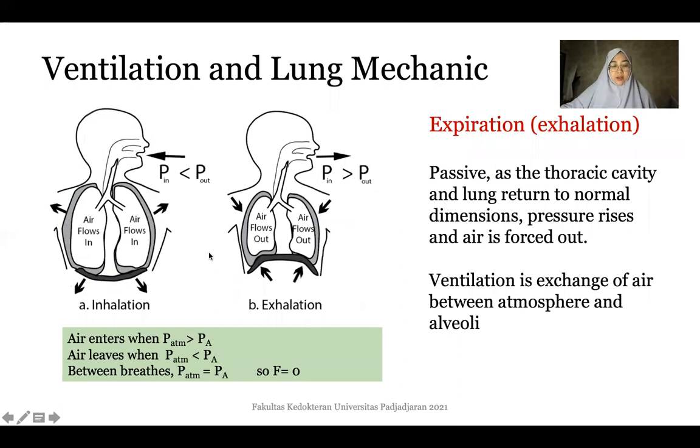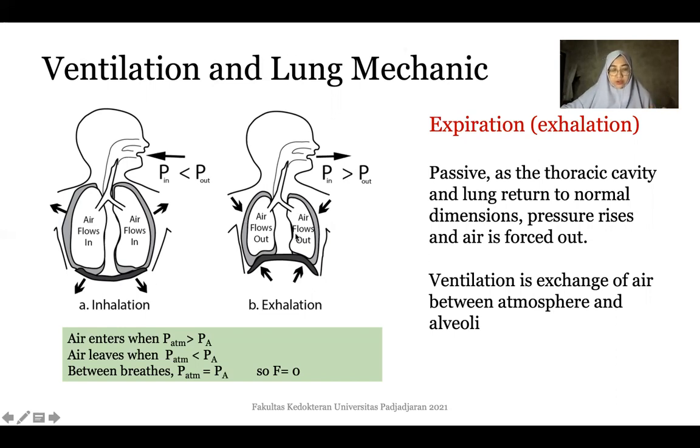When we exhale or expire, that's usually a passive process in normal conditions. It's just when the thoracic cavity, chest wall, and the lung return to their normal dimension. As that happens, the diaphragm will become dome shaped again, and when the diaphragm relaxes and goes into the dome shape, it will increase the pressure in the lung. That makes the pressure inside the lung bigger than the atmospheric pressure, so that's why the air will flow out.